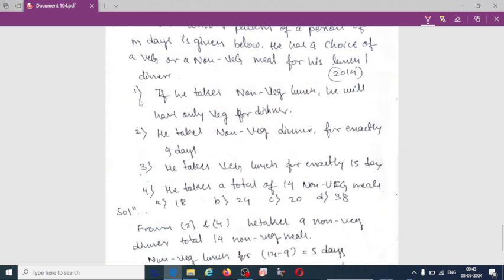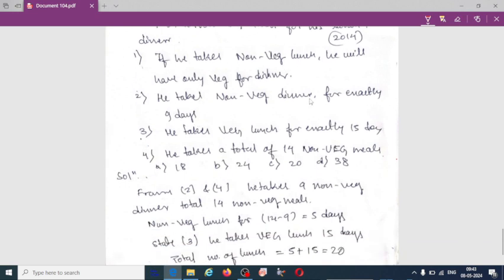So the next question. A lunch and dinner pattern of a person over M days is given below. He has a choice of veg or non-veg meals for his lunch or dinner. If he takes non-veg lunch, he will have only veg for dinner. He takes non-veg dinner for exactly 9 days. He takes veg lunch for exactly 15 days. He takes a total of 14 non-veg meals. So they have given the options here.